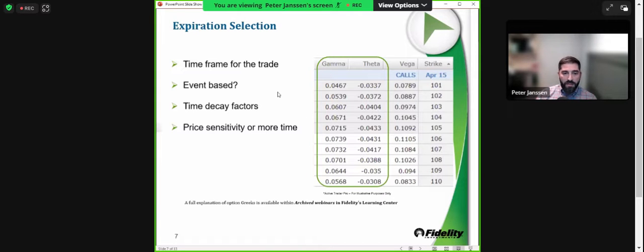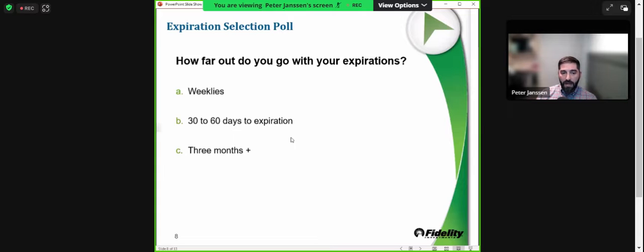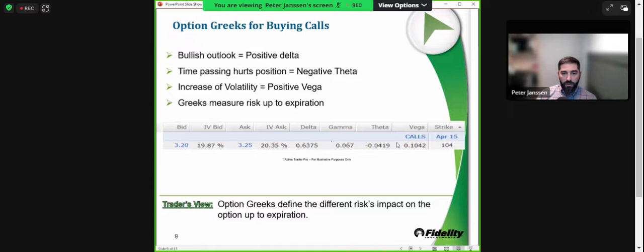So the things that you'll be considering, of course, time decay, like we talked about, is an event like an FDA approval, earnings, maybe some type of board announcement that's going to take place. And also just recognizing the price sensitivity for more time. So are you going to be trading weeklies, maybe 1 to 2 months out, 3 months out? What types of expiration selection are you going to be looking to get into?